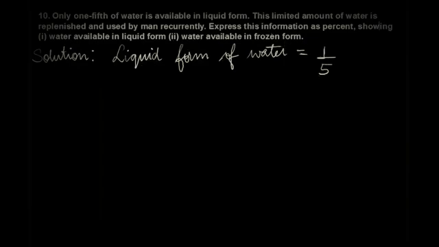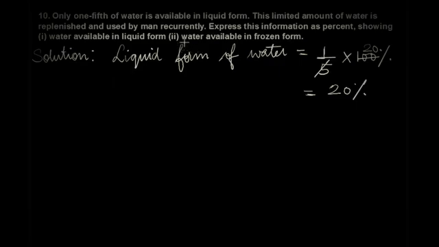This limited amount of water is replenished and used by man recurrently. So we have to express this information as percent showing water available in liquid form. So liquid form of water is 1/5, that is given in the question. Now 1/5, in order to convert it into percentage, we'll multiply with 100%. So 1/5, 5 will cancel this, 20 times. So 20% of water is in the liquid form.